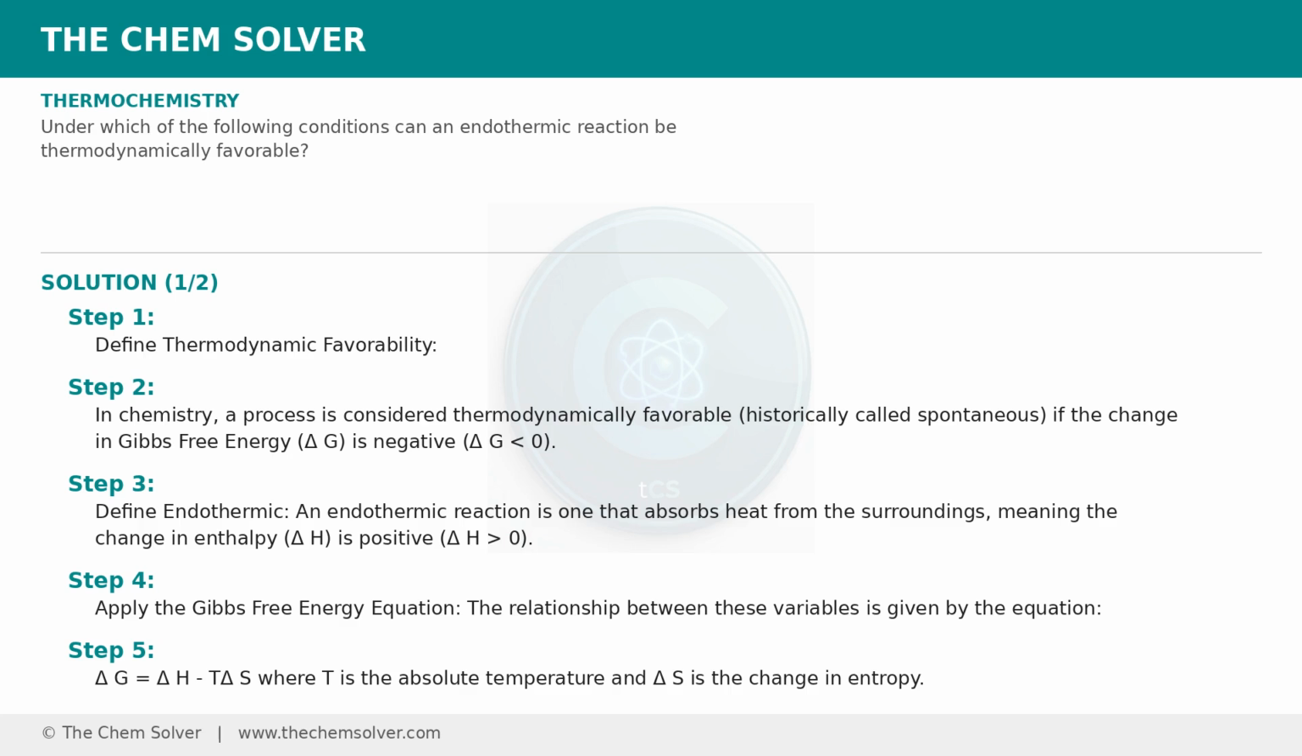Apply the Gibbs free energy equation. The relationship between these variables is given by the equation delta G equals delta H minus T delta S, where T is the absolute temperature and delta S is the change in entropy.